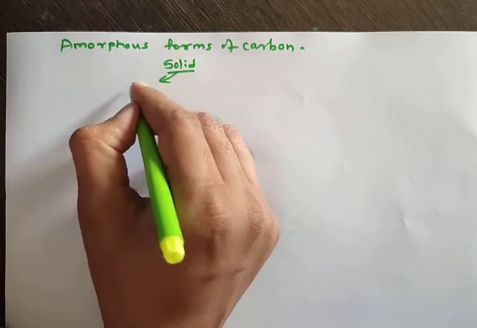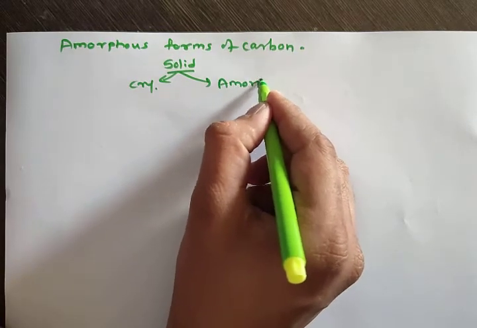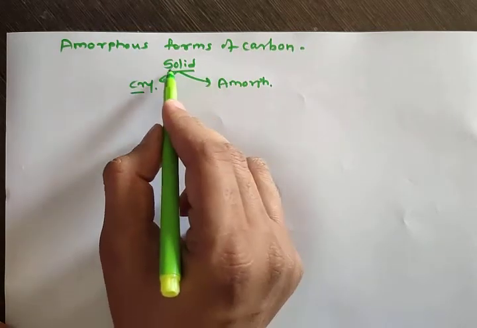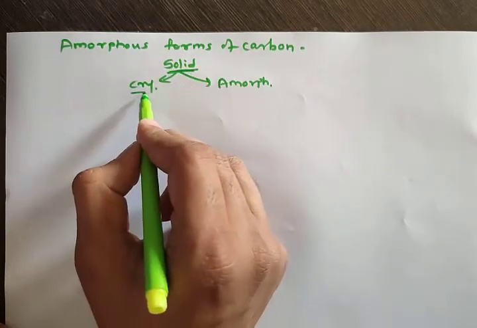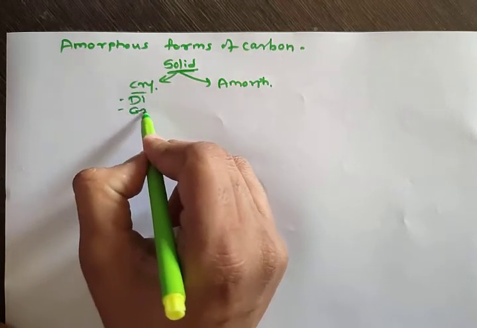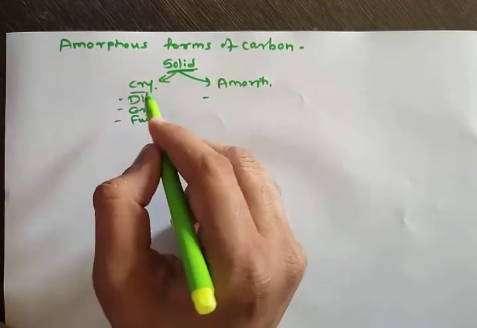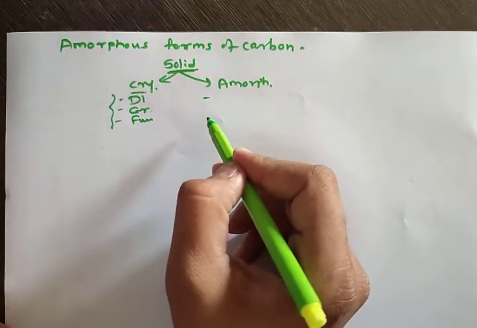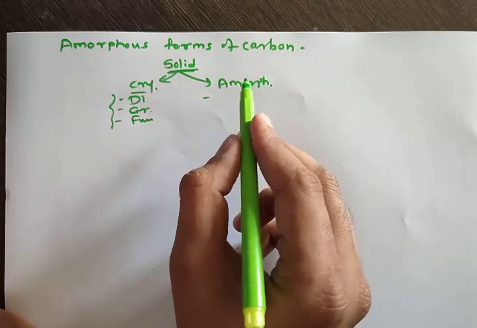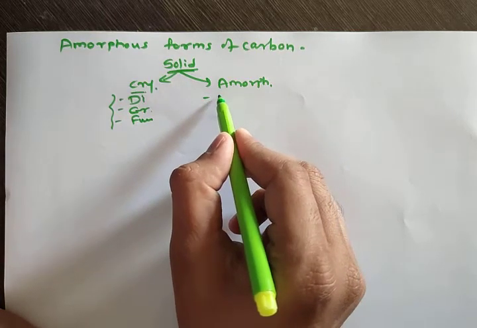The first form is crystalline form and the second is amorphous form. So in case of carbon, in the solid state, the crystalline form is present in the form of diamond, then graphite, then fullerene, correct? These three topics we have covered in the first part of this chapter. Now in the amorphous form we will cover the different amorphous forms of carbon, such as charcoal.